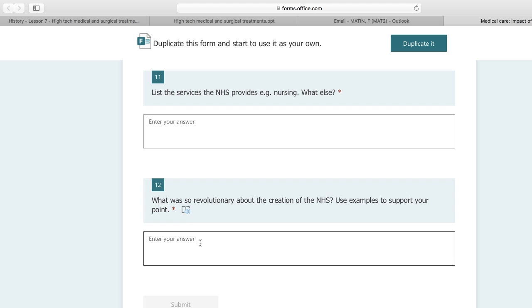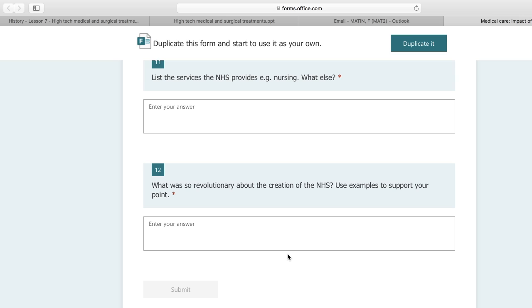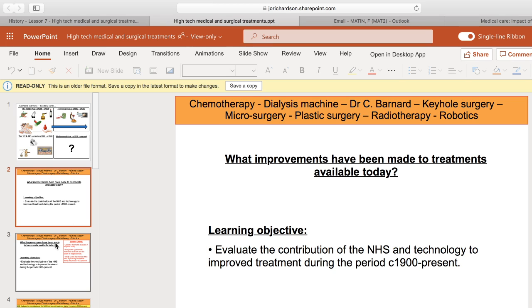Then our last one, what was so revolutionary about the creation of the NHS? And use examples to support your point. So why was it such a big deal? The creation of the NHS, think back to the quote that I mentioned earlier. Why was it such a big deal? Now, once you have finished this, you can then move on to the lesson.